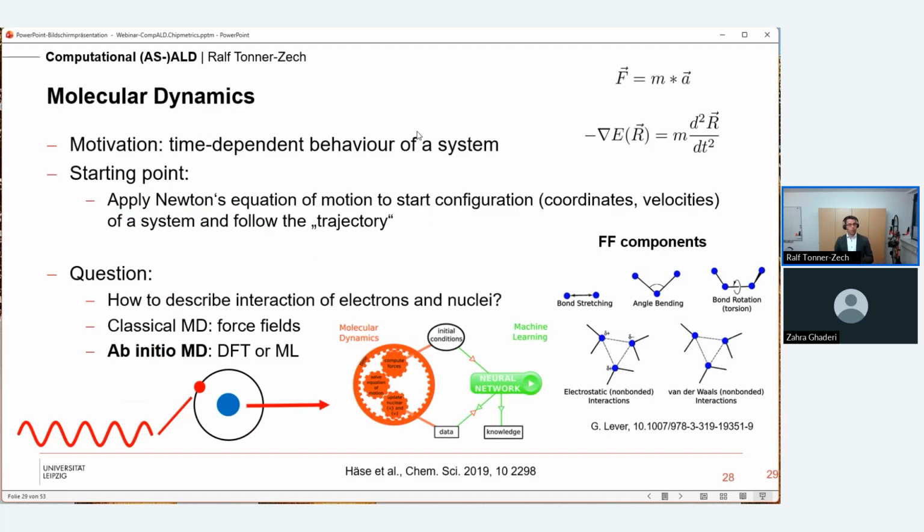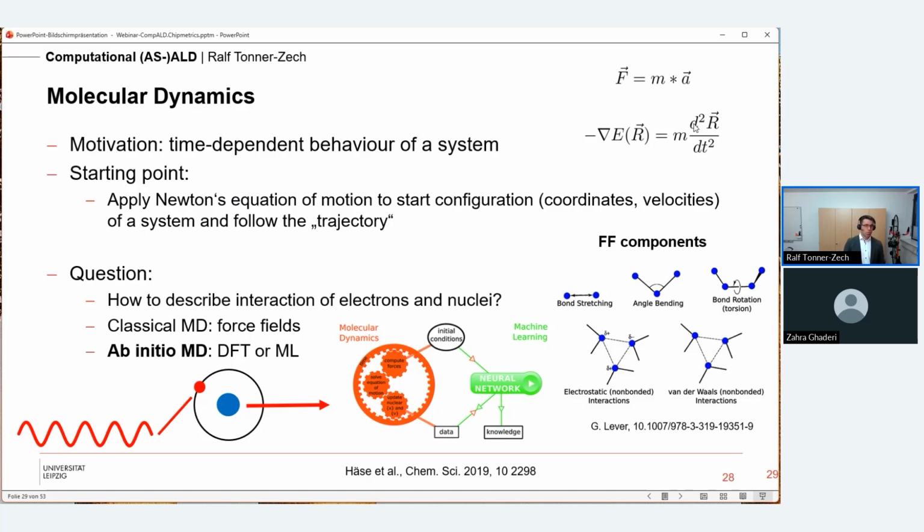Okay, sometimes you want to know how your system develops in time. For example, you want to know, if my precursor arrives on the surface, how long does it take until it actually reacts with some surface groups? If you want to know this, then you have to use molecular dynamics approaches. So you get the time-dependent behavior of your system, and you use Newton's equation of motion for your nuclei. You might remember we treat the nuclei as classical particles, so we can use classical mechanics to treat their movement in time.